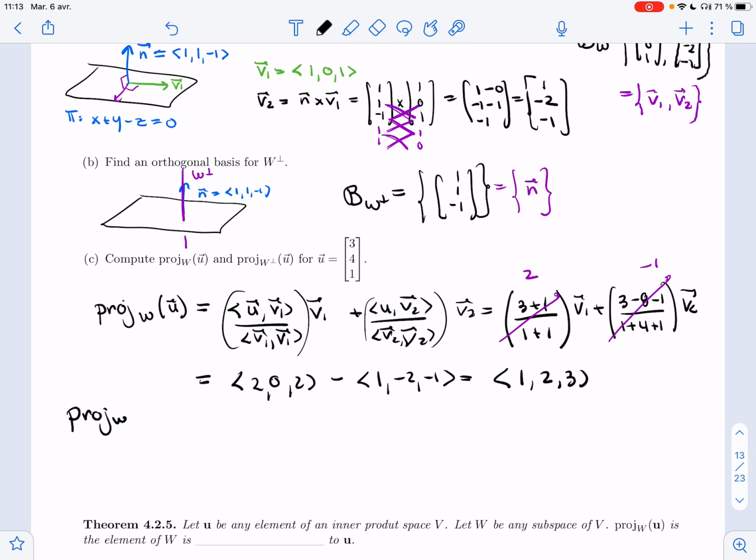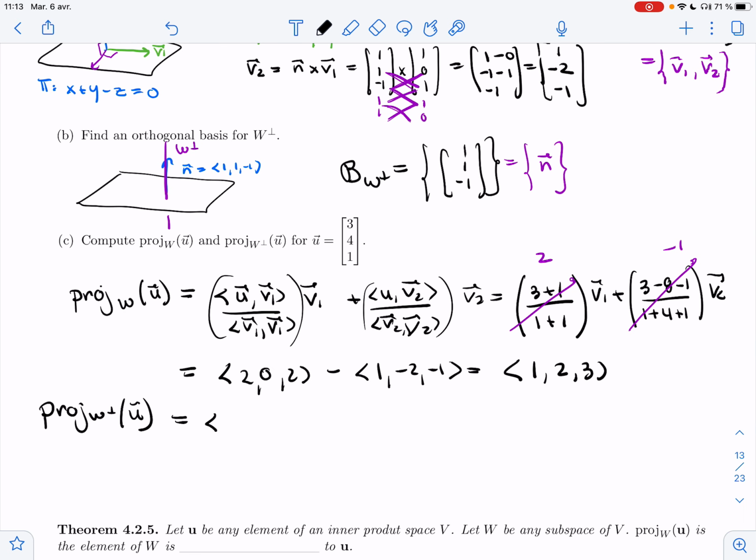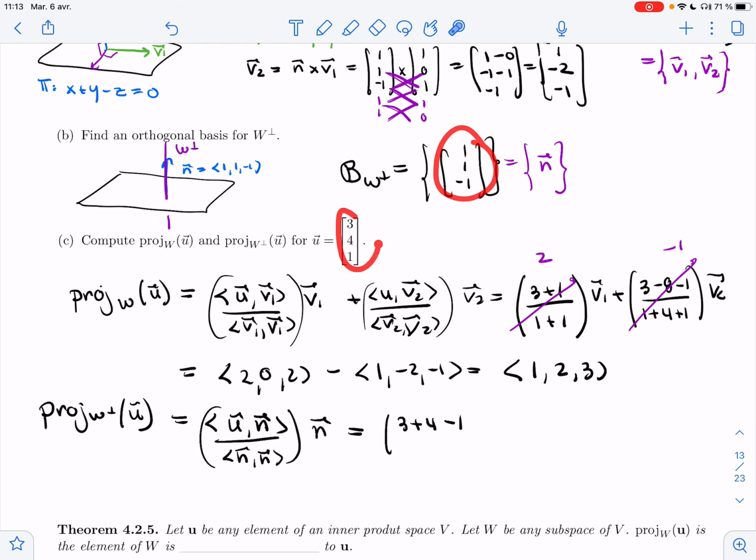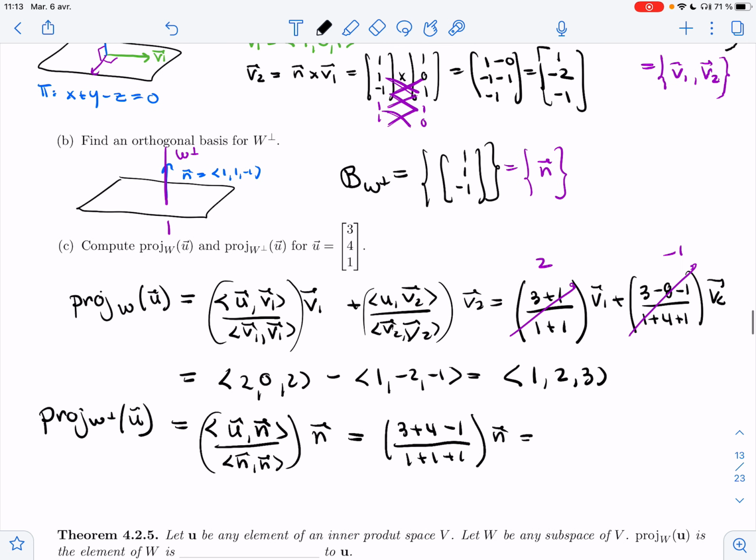All right, let's try the projection onto the perpendicular subspace. So I get u dot n over n dot n, times n. So u dot n is 3 plus 4 minus 1. This is n, this is u. And then n dot n is 1 plus 1 plus 1, times n. So I get 6 divided by 3, I get 2 times n. So I get (2, 2, -2).